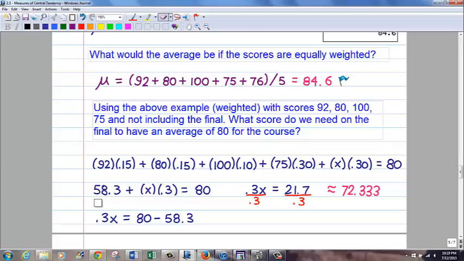So pretty simple algebra to subtract 58.3 on both sides. You get 21.7 and then just divide by the coefficient. So 21.7 divided by 0.3 is 72.33. Okay, you may not be able to get an actual 72.33 on the test, but that kind of gives you a ballpark figure. Then you could say 73 for sure would do it. If the professor uses a sort of rounding like 79.5, 72 is probably good enough.